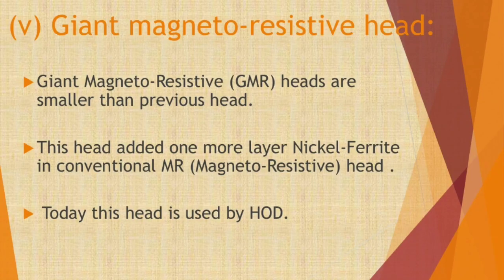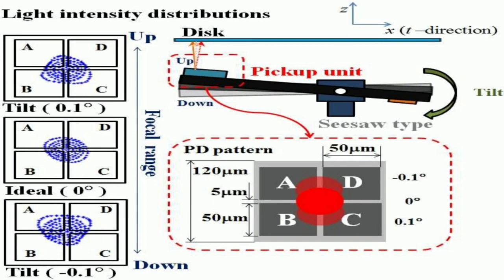Our final type of head is the giant magnetoresistive head. Giant magnetoresistive, or GMR, heads are smaller than previous heads. This head adds one or more layers of nickel ferrite to the conventional MR, that is magnetoresistive, head. Today this head is used by hard disks.